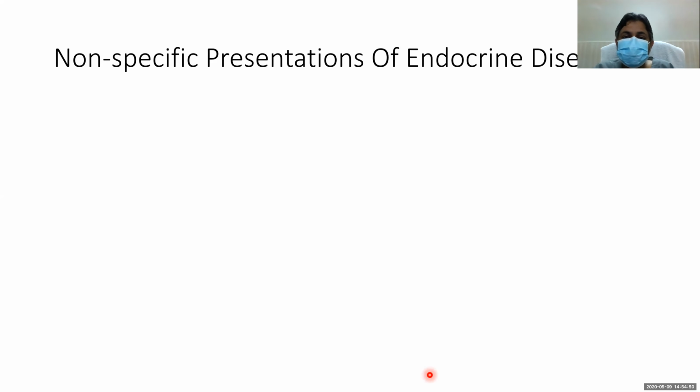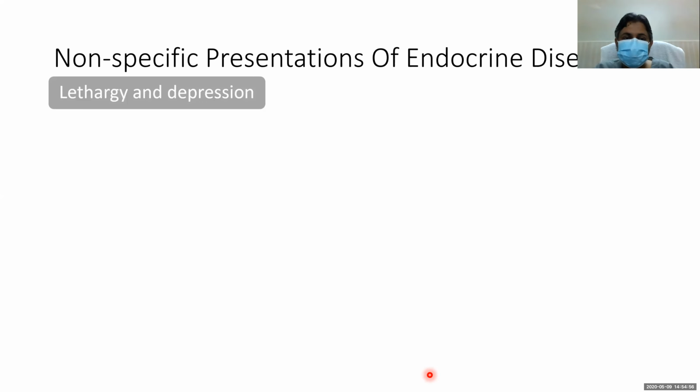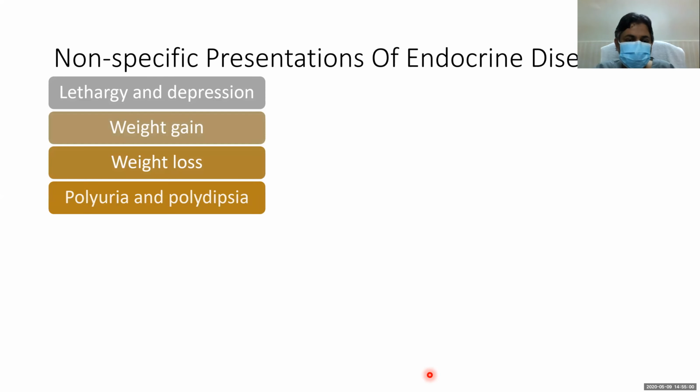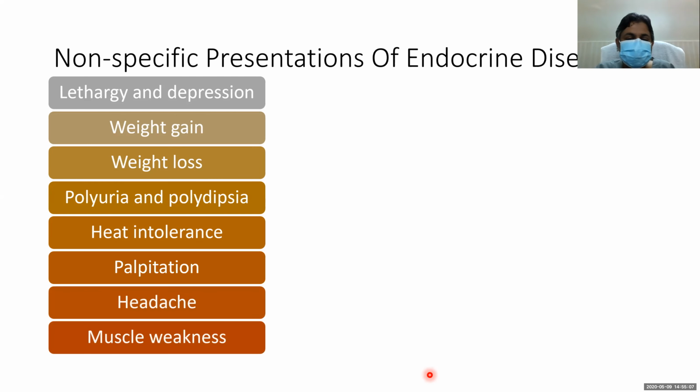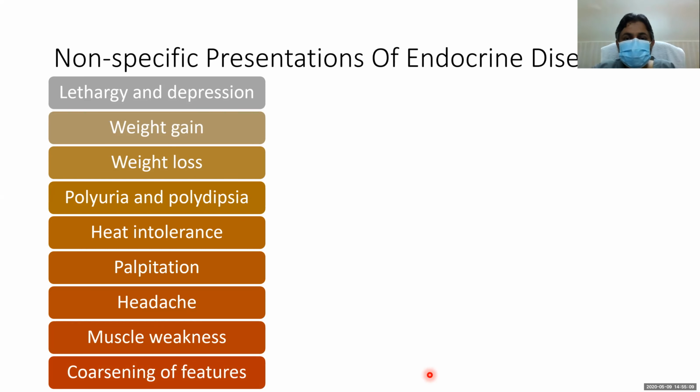Presentation. When we talk about the presentation of endocrine disease, these are very non-specific. Few of them are organ specific, but most of them are non-specific. They may present with lethargy and depression, weight gain or weight loss, or polyuria, polydipsia, heat intolerance, palpitation, headache, muscle weakness, coarsening of features. None of these symptoms point to a specific system of the body. That again is one of the features of endocrine disease. It is not an organ specific disease.